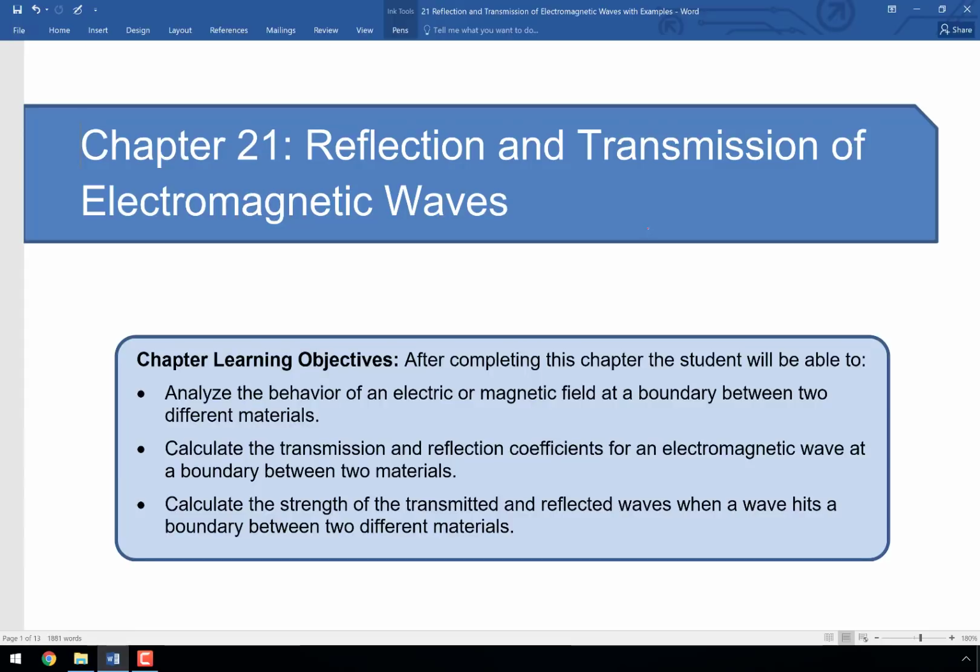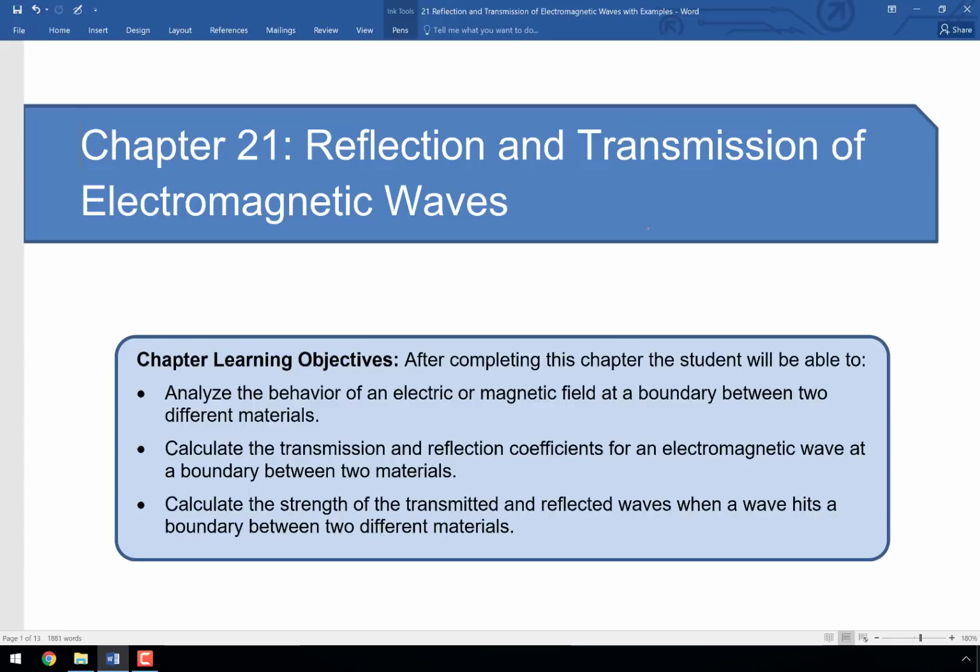Today we're going to talk about what happens when an electromagnetic wave encounters the boundary between two different types of materials. For example, between air and glass, or between one type of glass and another type of glass. Part of the wave is going to be reflected, part of the wave is going to be transmitted, but we're going to also begin by stepping back in time.